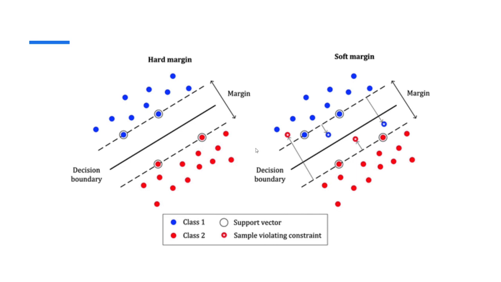This is a very beautiful visualization which talks about the hard margin and the soft margin. Just because of a few points, you can notice that the decision boundary would become very small or irregular. And in order to fix this, the soft margin SVM will solve this problem.